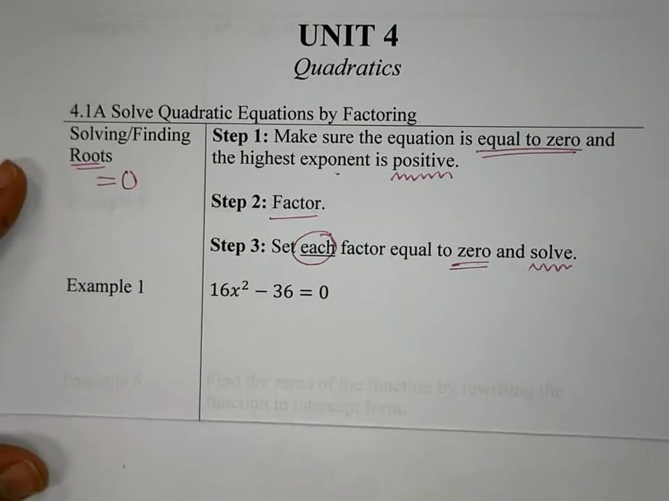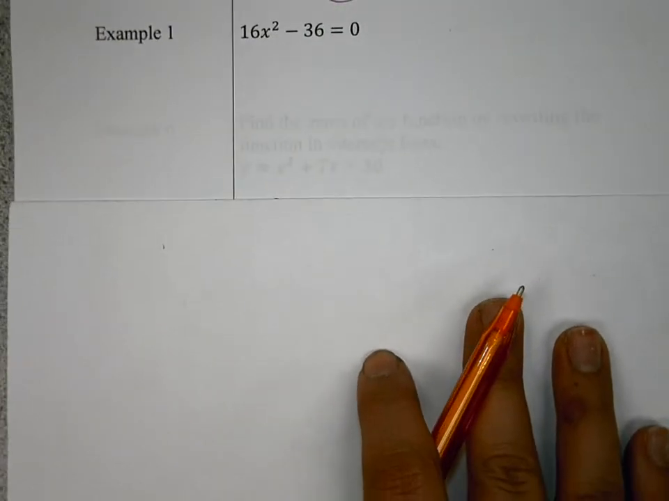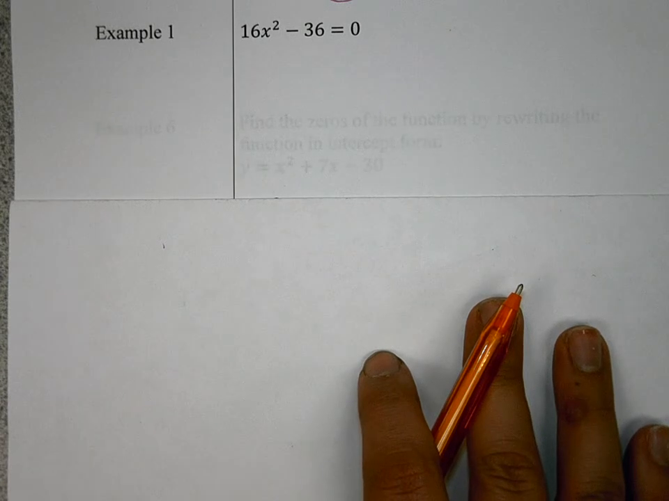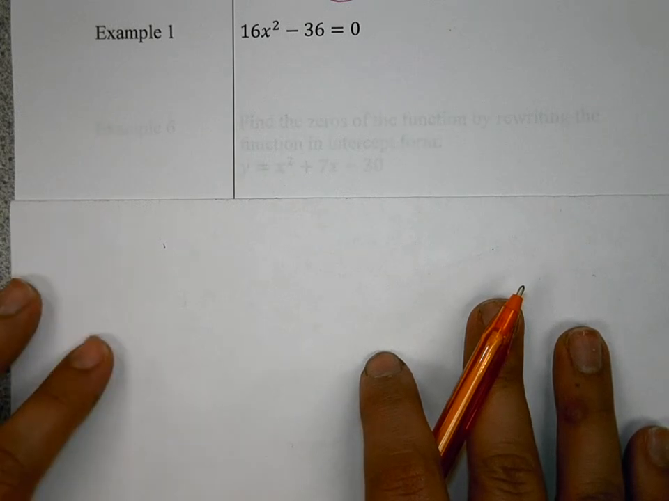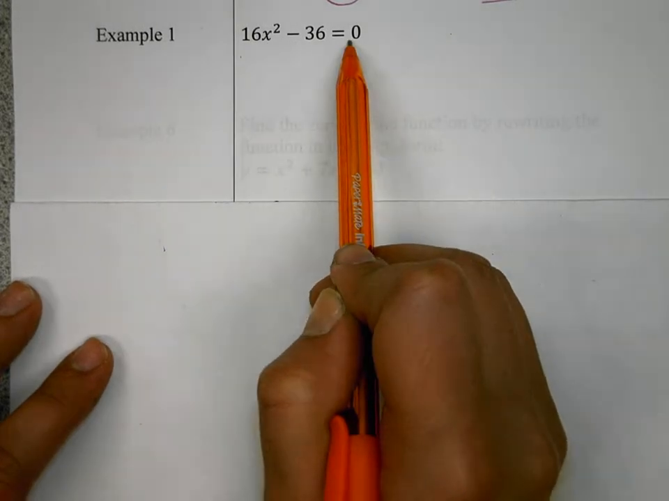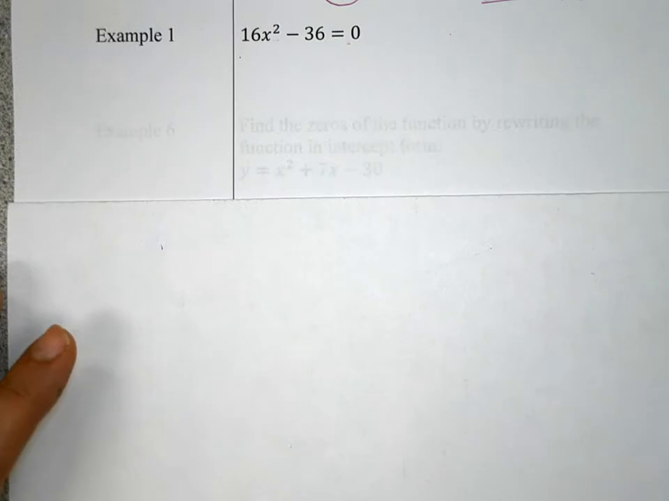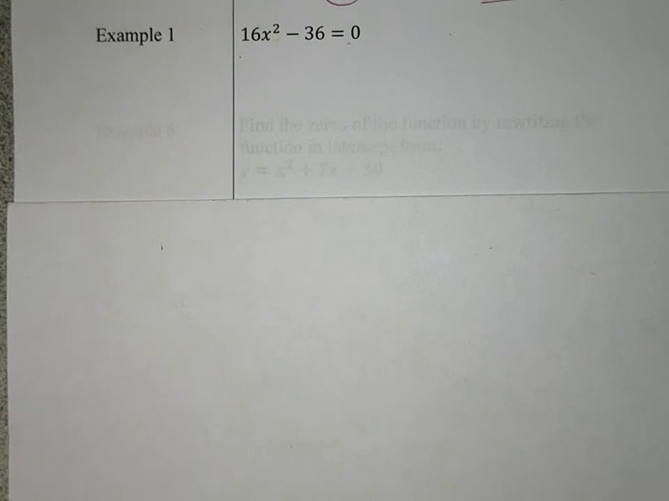So let's look at example 1. Example 1, we have 16x squared minus 36 equals 0. So the whole thing is already equal to 0. Our highest exponent, x squared, is positive, so we're good there as well. So then we're going to just factor this thing.